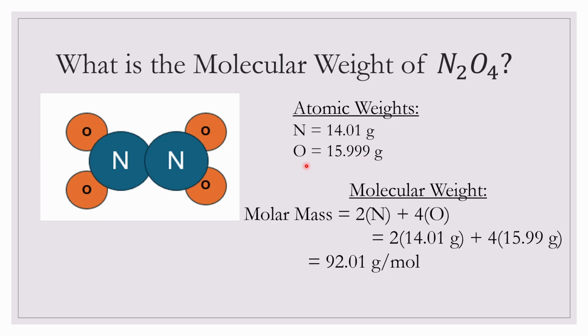Then, in order to find the molecular weight, similar to the previous slide, we see that this formula has 2 nitrogens, so we'll do 2 times N, and then 4 oxygens, so we'll do 4 times oxygen. If we do that, we'll just substitute the atomic weights. We get 2 times 14.01 plus 4 times 15.99 grams, which is equal to 92.01 grams per mole.